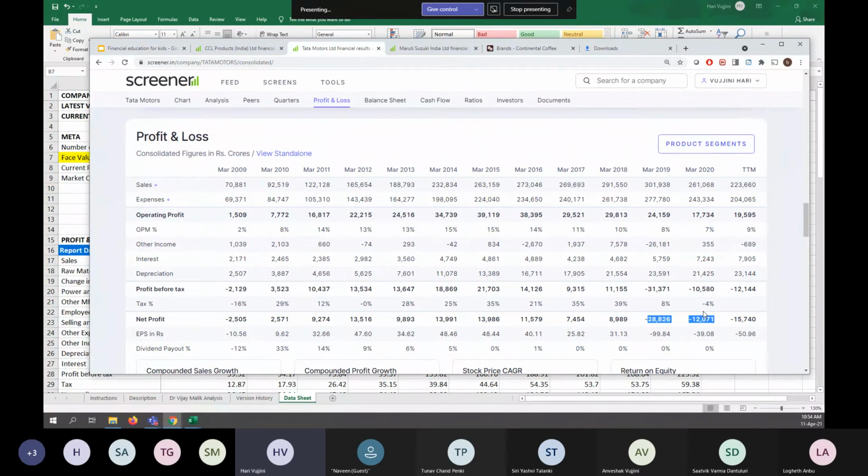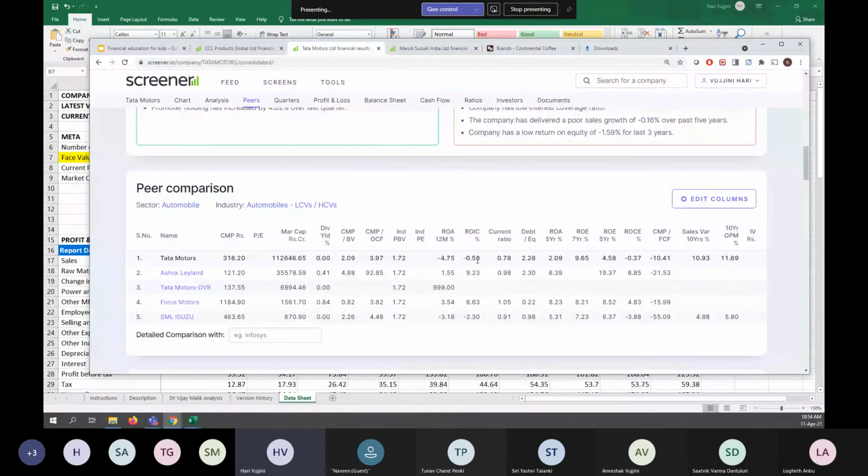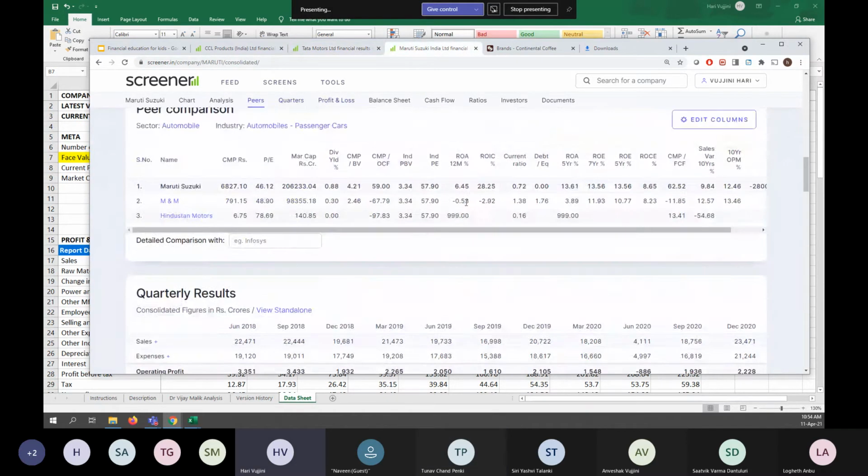You can look at their debt to equity here. So debt to equity is, see, they have a debt to equity of 2.28. For every one DKK, they have 2.28 DKK of debt. So that's a lot of debt. Look at Maruti Suzuki, how much debt they have.